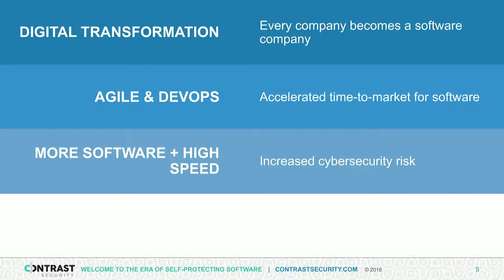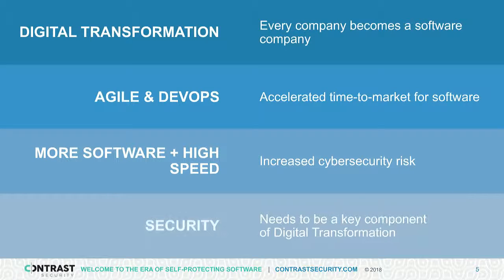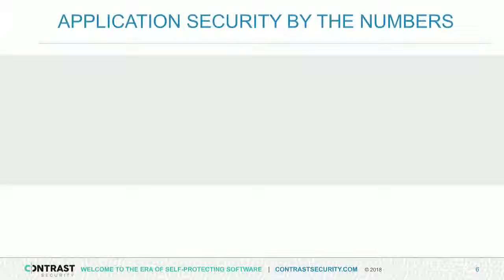But more software produced and released faster and with greater velocity potentially introduces more vulnerabilities, right? It increases an organization's cybersecurity risk. So security needs to keep pace with software development and Agile and DevOps and make sure that security is not being left behind. So security needs to be a key component of this digital transformation and software development. And software apps that are created must be deployed without compromising on any level of security.